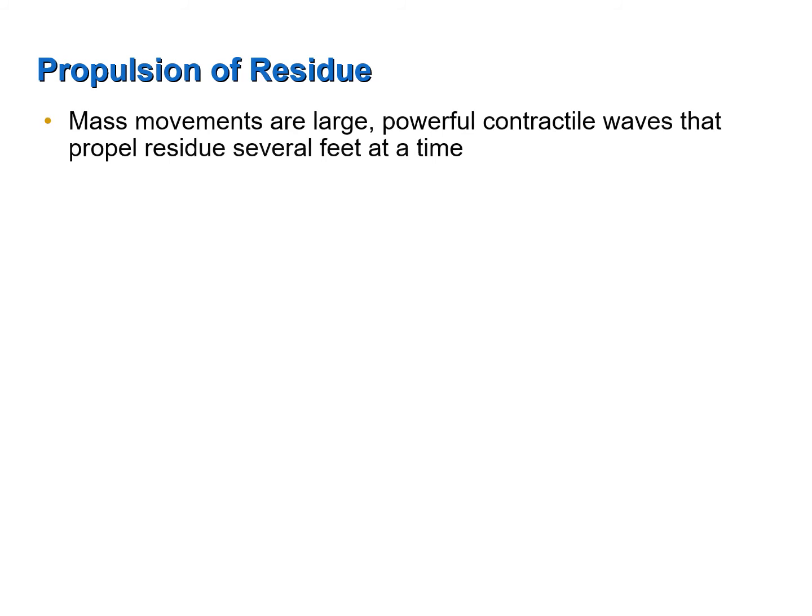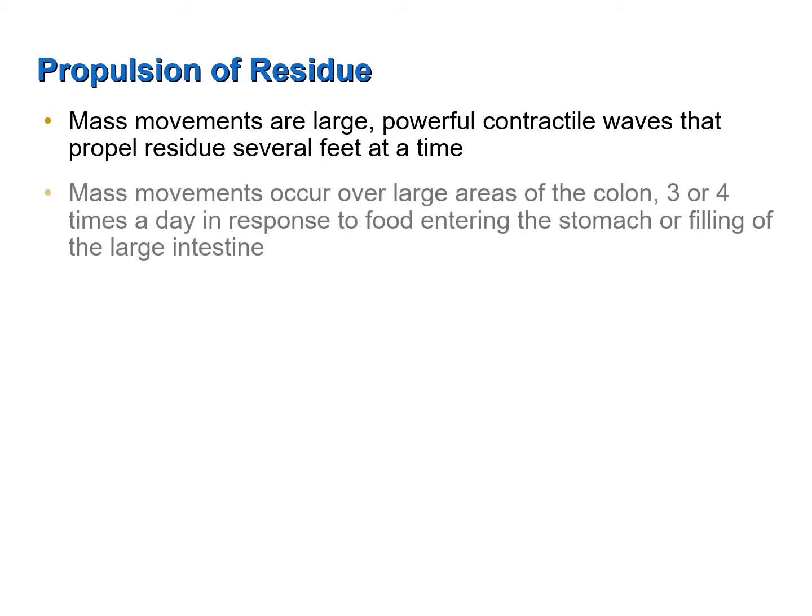Let's now turn our attention to how residue is propelled through the large intestine. Peristalsis is not an effective way to move residue through the large intestine. Instead, we have these large, powerful contractile waves called mass movements. And these mass movements propel residue several feet at a time. And you felt these mass movements.